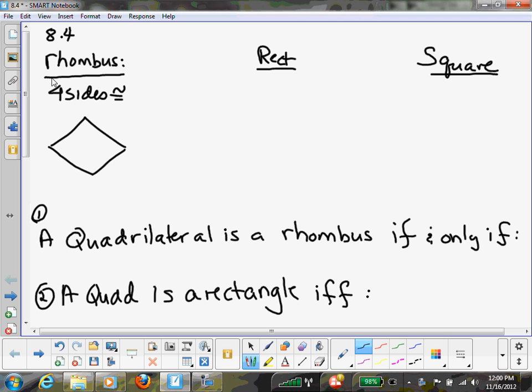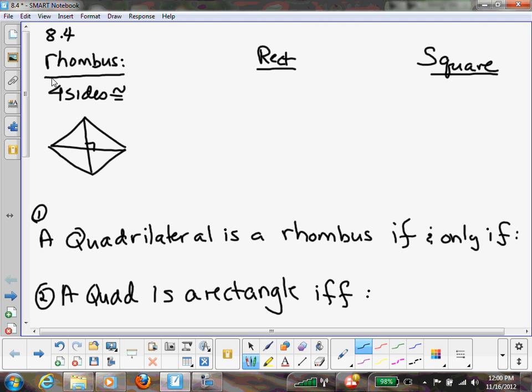And what's special about a rhombus is that the diagonals form a right angle. They will be note card worthy. We know that opposite angles are congruent. Adjacent angles will add up to 180. All the angles will add up to 360.